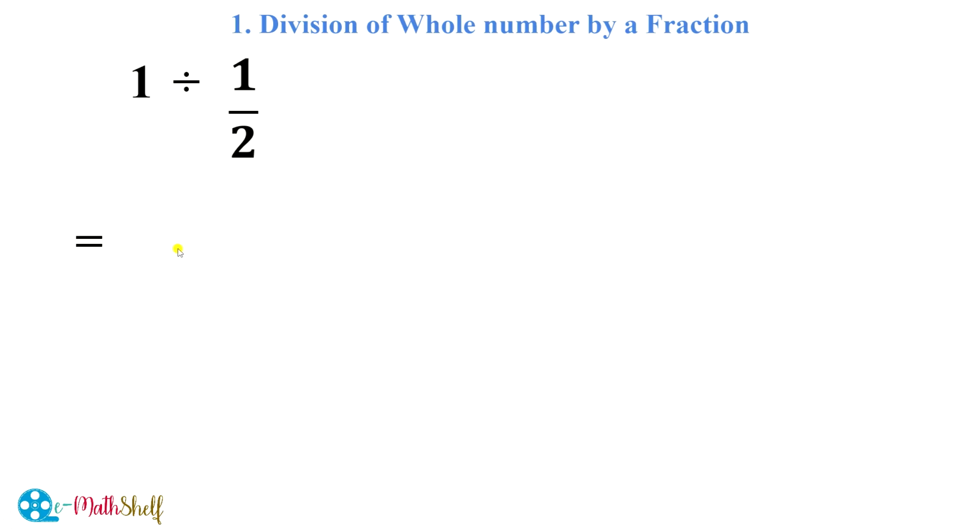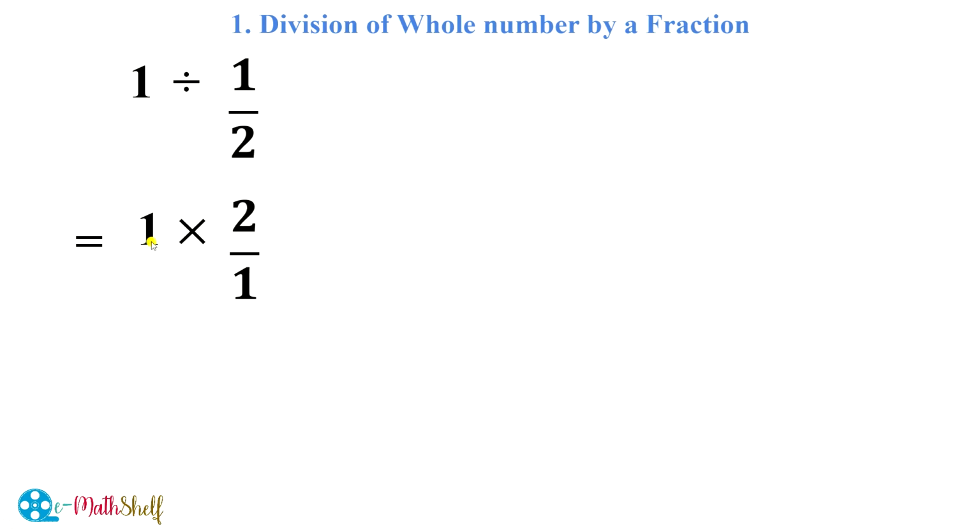Okay, so in order to solve this, we will take the whole number 1 as it is. We will convert the division sign into multiplication, and we will find the reciprocal of the fraction 1 upon 2. We know that the reciprocal of the fraction 1 upon 2 is 2 upon 1. Now we will simply multiply the whole number with the fraction.